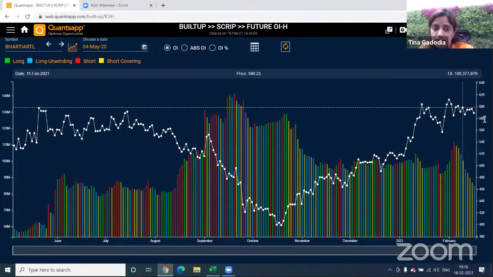Will it be a long? Will it be a short? And consistency is very important. So if we see that the options 600 calls are not moving out, the futures OI is not giving the signal, we cannot take an aggressive trade. But the moment we start seeing that fresh longs are getting built up or fresh shorts are getting built up, then we can take the next course of action.